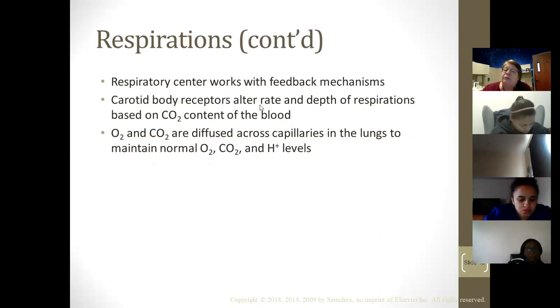So there are different receptors in your body, and you'll learn about those in A&P, okay? But in order to maintain normal oxygen, carbon dioxide, and hydrogen levels in your body, this is why your body takes a breath, to maintain those. It's all about homeostasis.